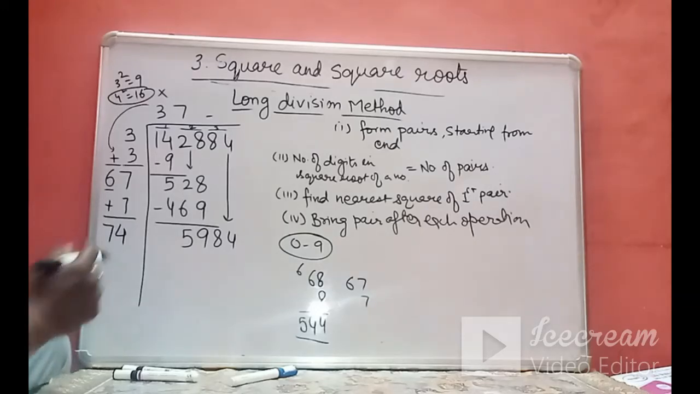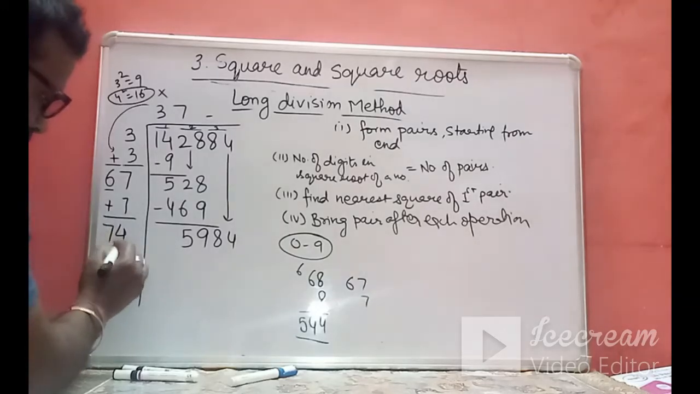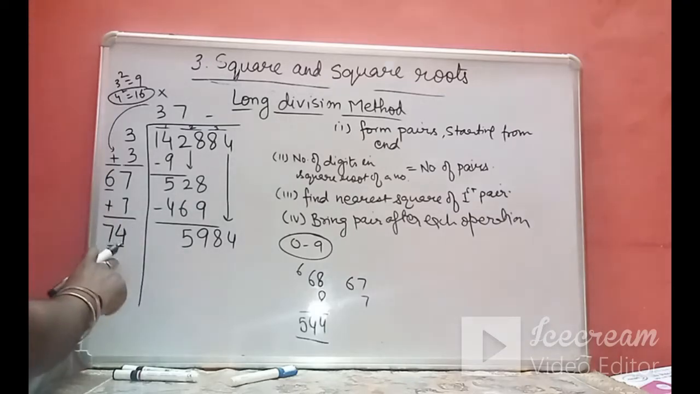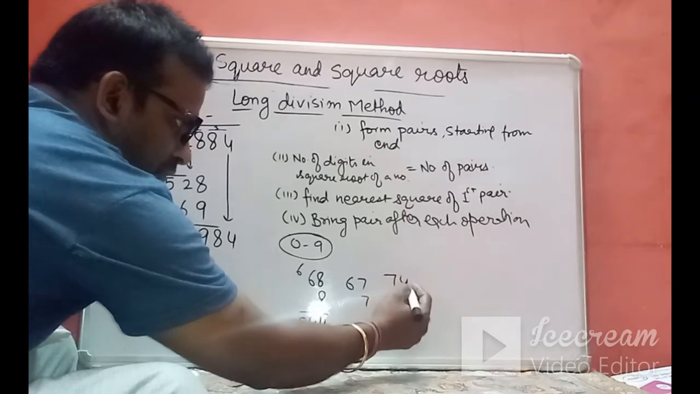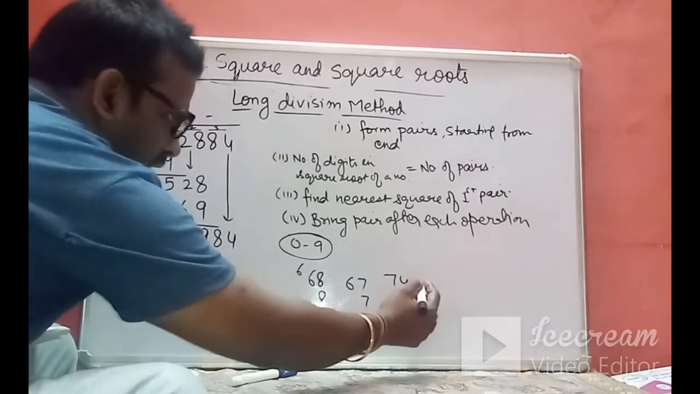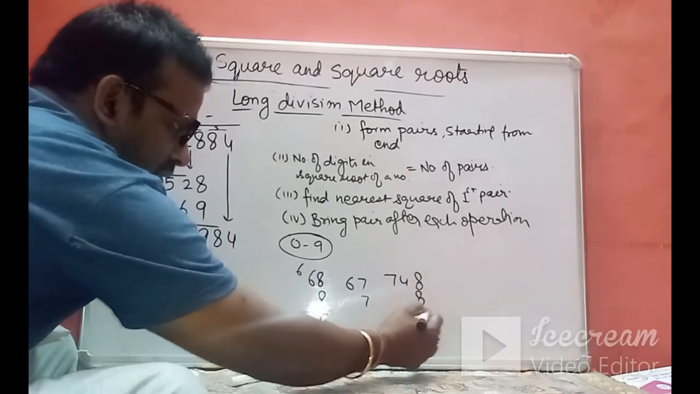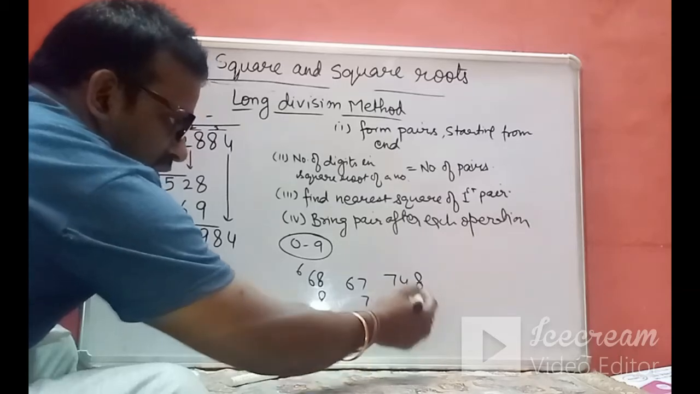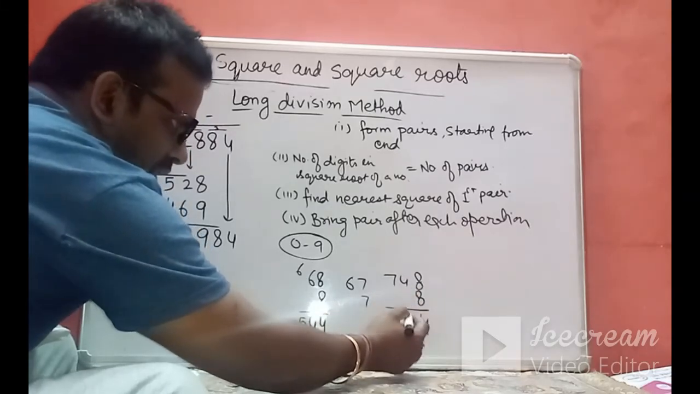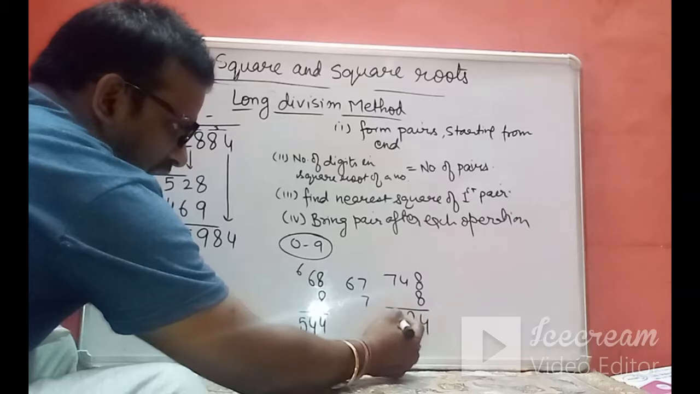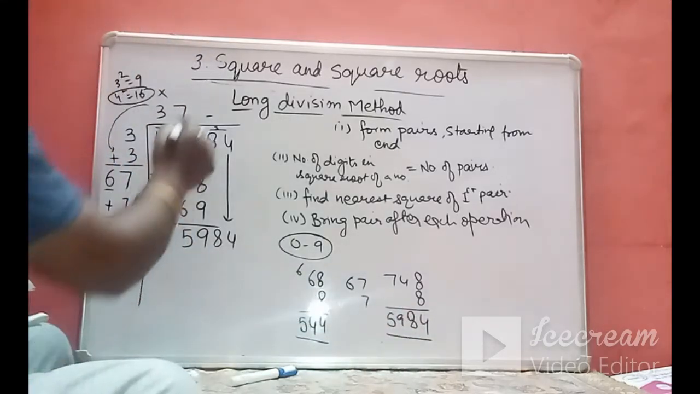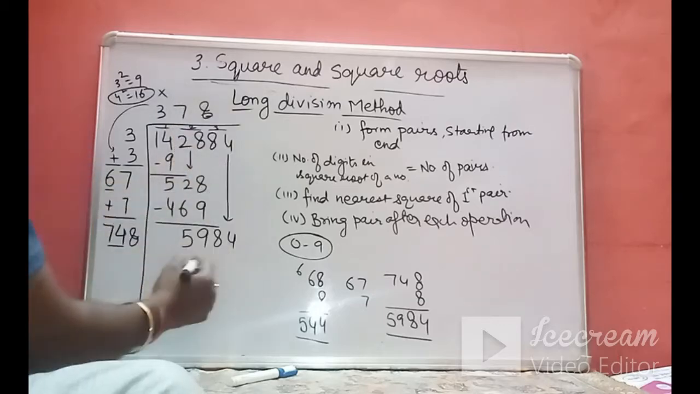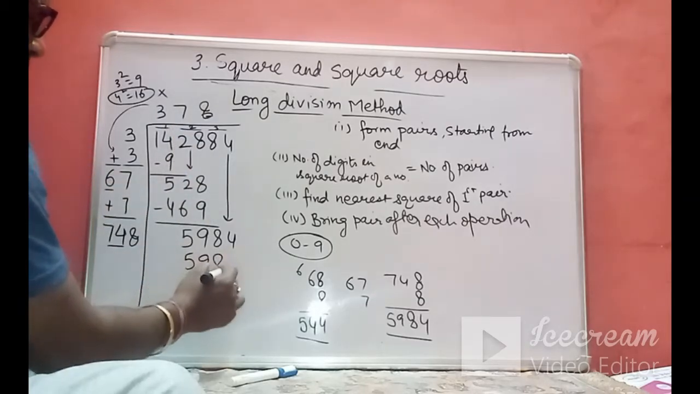Okay, now again this is 74 now. Now we have to put the digits after 74. So suppose if I put 74 is there and suppose if I put 8 here. So see what I will get, 6, 38, 3, 5, 9, 8, 4. So I got the exact number. So I will put here 8. So 8 will come here. It will give us 5984.